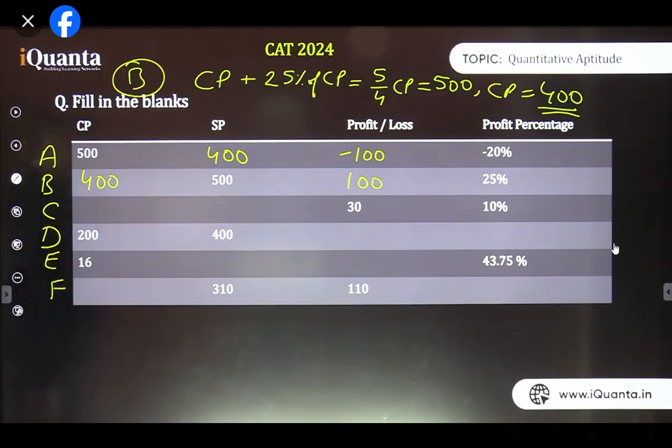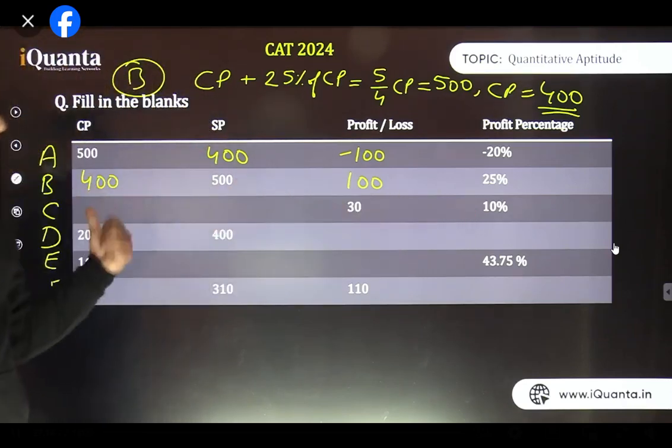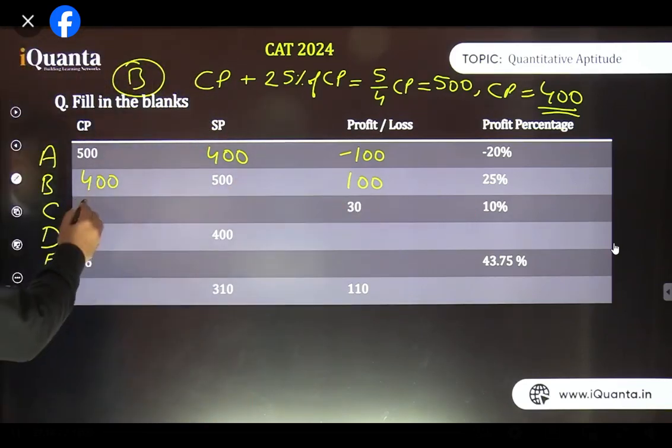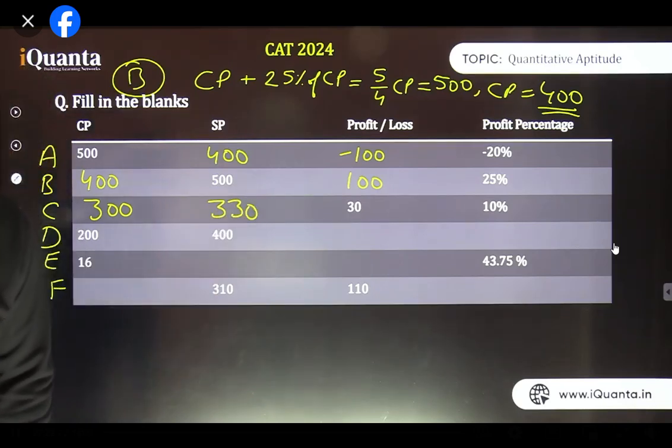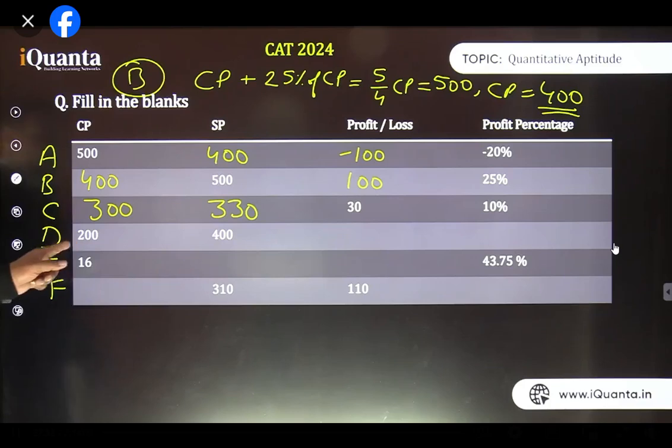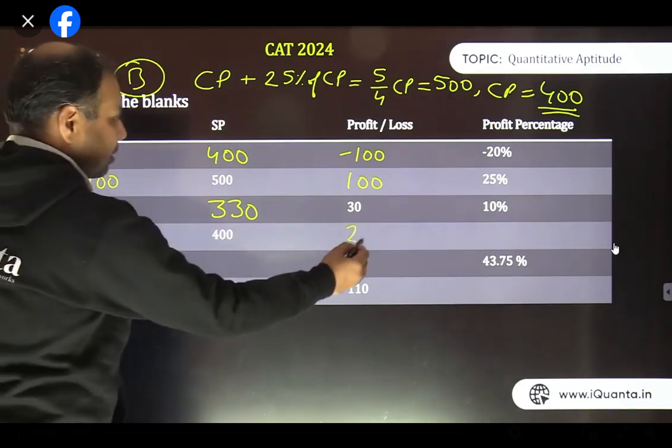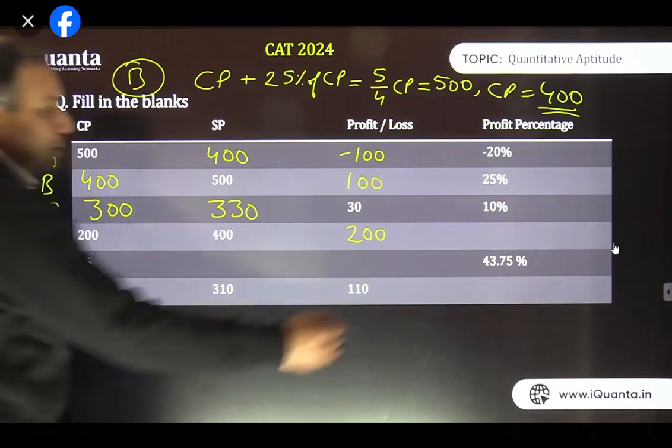Okay, now in the C part, 10% of CP is 30. So CP comes out to be 300 and SP 330. Wonderful, many of you have got it correctly. Many have already reached D and E. D, CP 200. Yes, clearly profit is 200 rupees. It's a profit and 100%.